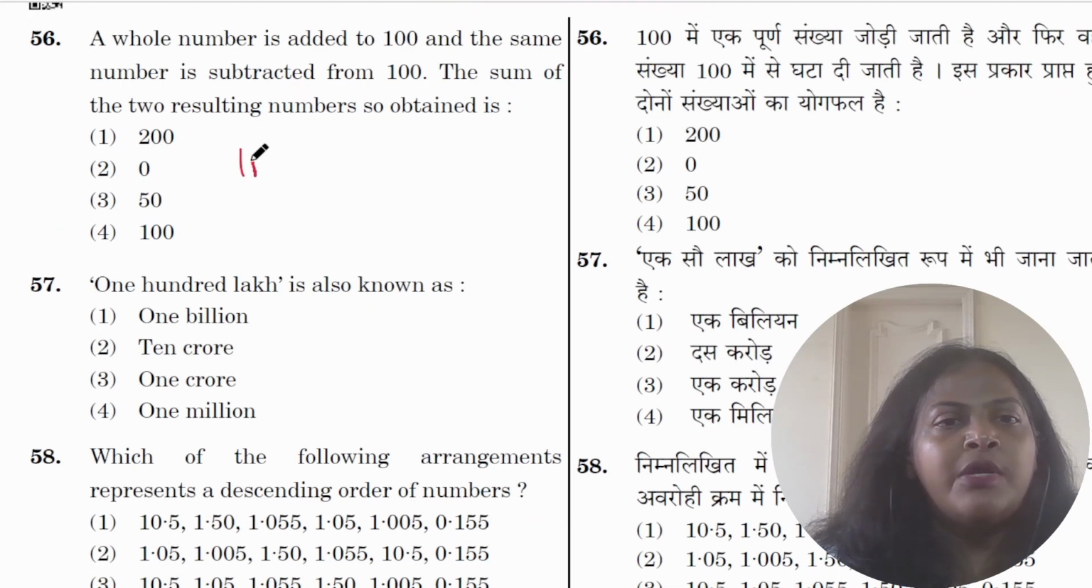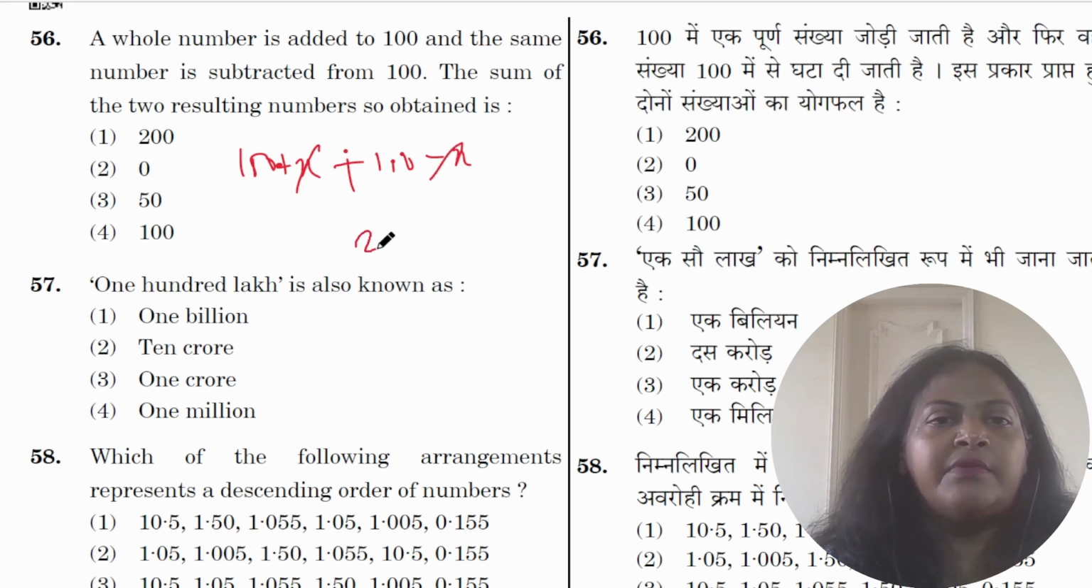Okay, so you have a whole number. Let that number be x, which has been added to 100 and the same number is subtracted from 100. Okay, you have 100 plus x and 100 minus x. The sum of the two resulting numbers. So if we add these two, what is the number which we get? So x and x will cancel and we will have 200.